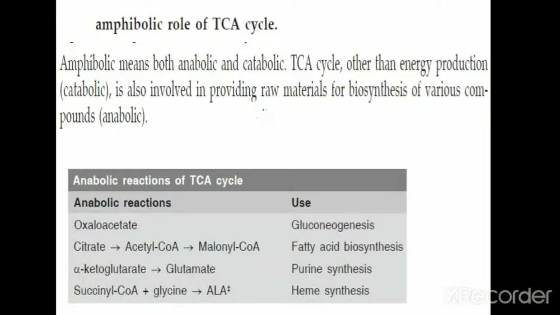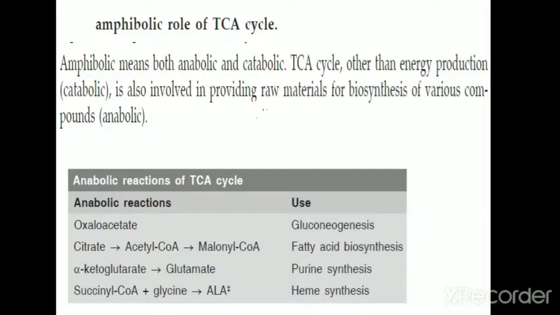And another important thing related to TCA cycle: one is its amphibolic role, and the second is its anaplerotic role. You can expect short answer type questions from this topic: amphibolic role as well as anaplerotic role. So what is the amphibolic function of TCA cycle? Amphibolic function means both anabolic function and catabolic function. So what is the catabolic function of this TCA cycle? TCA cycle is the final common pathway for the catabolism of carbohydrate, protein and lipid. So that is the catabolic function of this TCA cycle.